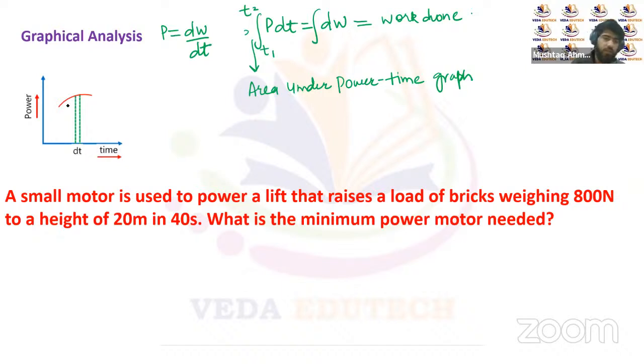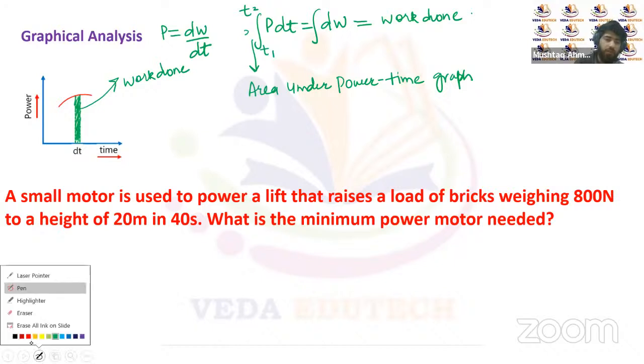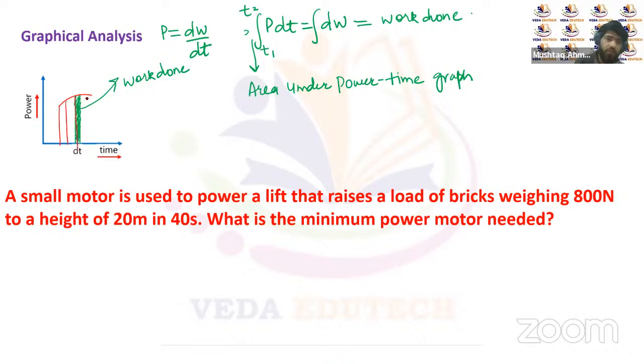You can see here this is the plot. The area under this power-time graph for the time t, the area under this curve, represents the work done. So if we have to calculate the work done and the power versus time graph is given, we just calculate the area of this portion to get the total work done. This is the concept of instantaneous power.